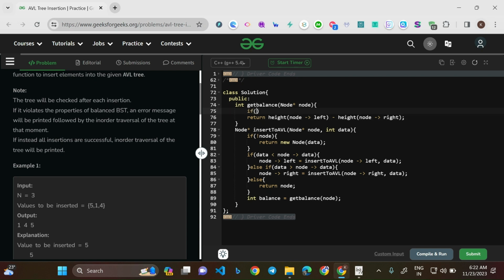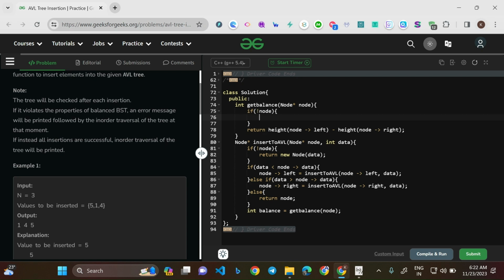If the node is not defined, like if it's null, in that case return 0. That's it. It's better if I just mention this as some n, just to avoid any sort of confusion. So this is n, and this is also n. If that particular node is not defined or it is null, return 0. Otherwise, return the difference of height of left subtree and right subtree.